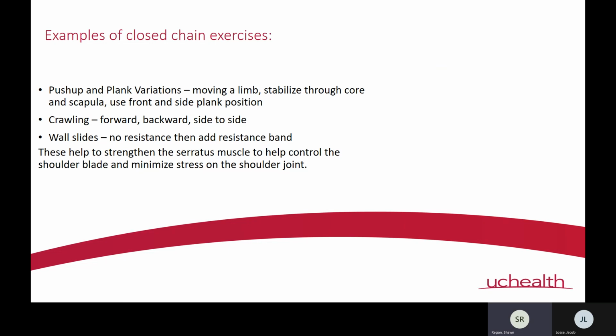So some examples of these closed chain exercises would be, like we said, push-ups, plank variations. You can move a leg or move an arm so that you have 3 points of contact on the floor with a push-up or a plank. We also like crawling exercises. There's a video of Jake doing a forward crawl.